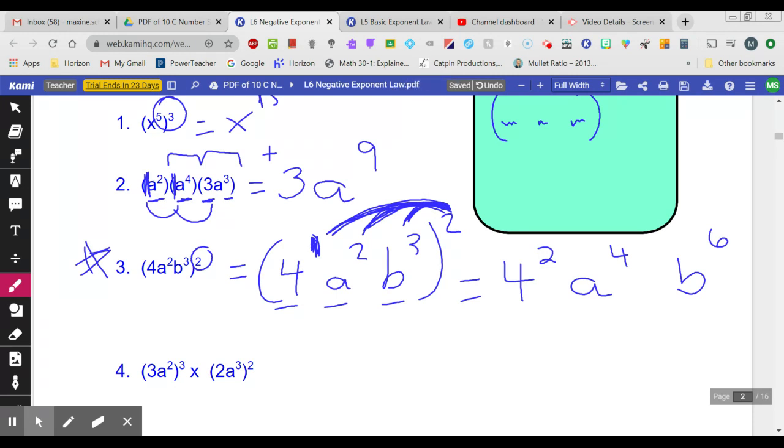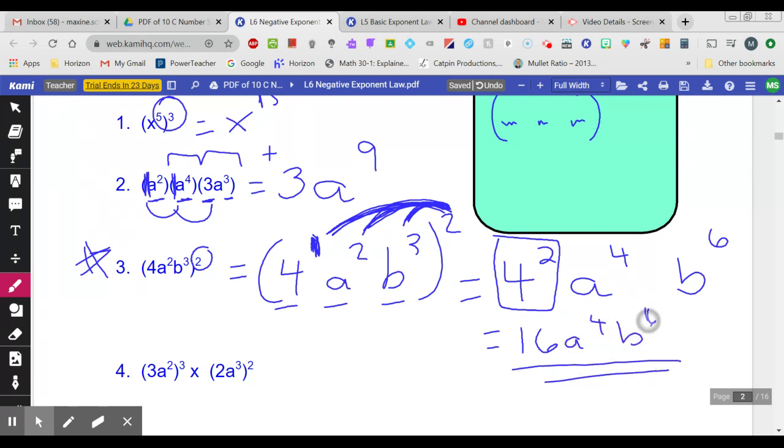Now, you can either use your calculator or use your brain. 4 squared is 16. So with your coefficients, with numbers, you take them one extra step. Don't leave it as 4 squared, write it as 16. And then a to the 4th, b to the 6th. So we get the same answer regardless of which way we do it.